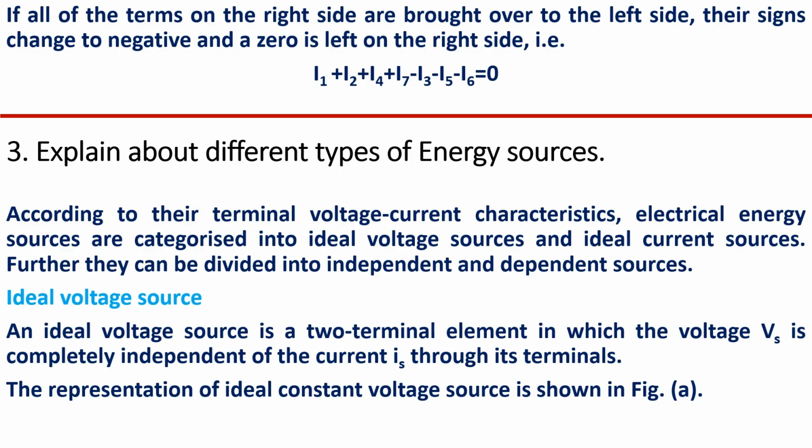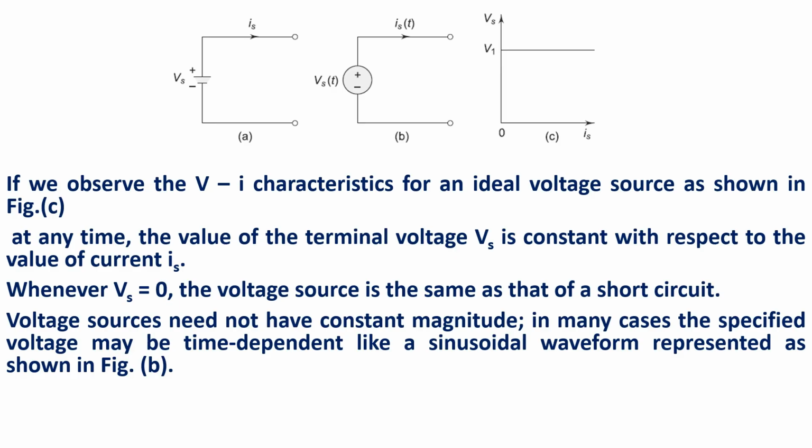Ideal voltage source. An ideal voltage source is a two-terminal element in which the voltage Vs is completely independent of the current Is through its terminals. The representation of an ideal constant voltage source is as shown in figure A. The VI characteristic for an ideal voltage source is as shown in figure C.